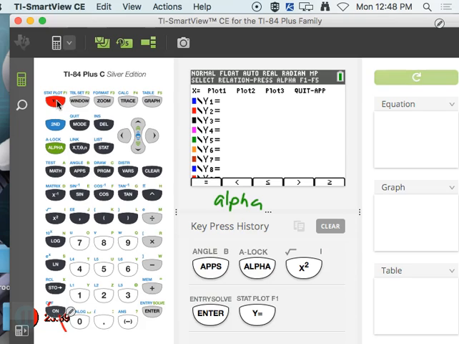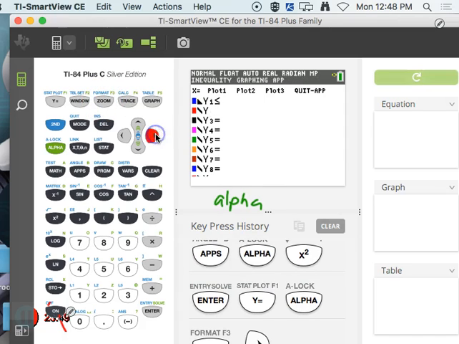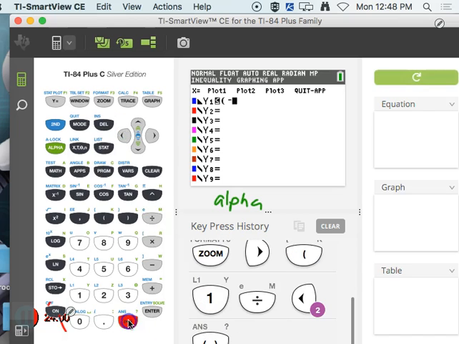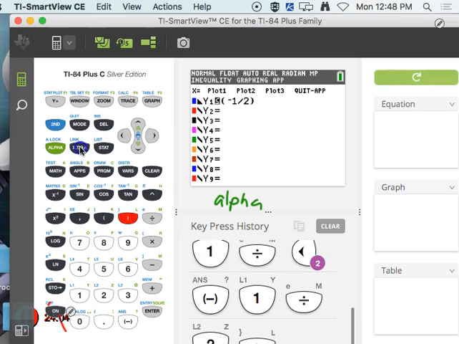So what I have to do is change that to less than or equal to. That will be this one, which is under the zoom button. So I have to hit alpha and zoom, and that literally changes that to less than or equal to. And then I need my negative 1/2. Oops, forgot my negative. Negative 1/2 x plus 5.